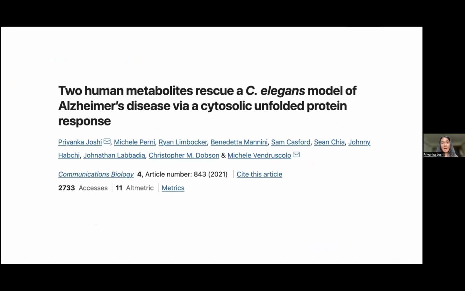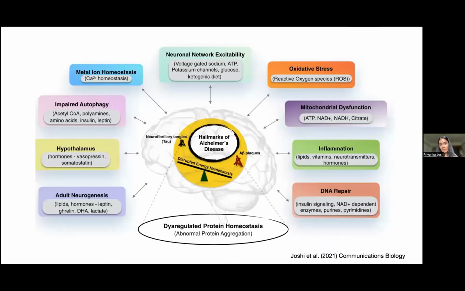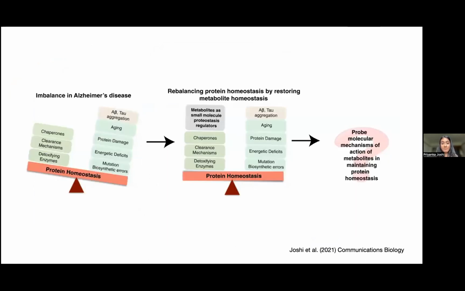So in this story, we looked at the hallmarks of Alzheimer's disease, which are A-beta plaques and tangles, but there are a whole lot of biochemical processes that are dysfunctional. And what is very interesting is that all of these biochemical processes have small molecule, endogenous metabolites. So the hypothesis here was that if they are imbalanced in Alzheimer's disease, then we could rebalance this protein homeostasis by using these small molecule metabolites as proteostasis regulators, which alongside chaperones, other detoxifying enzymes, and clearance mechanisms can balance it out.